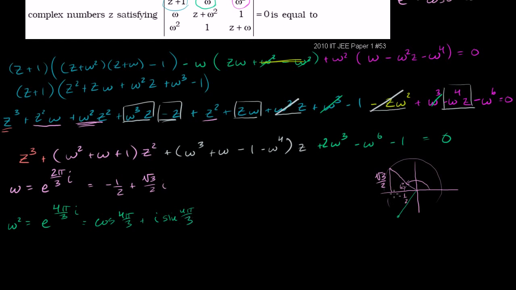And here, our x-coordinate is going to be the same. It's going to be negative 1/2. So this is equal to negative 1/2. And our y-coordinate is negative square root of 3 over 2, so minus square root of 3 over 2 i.